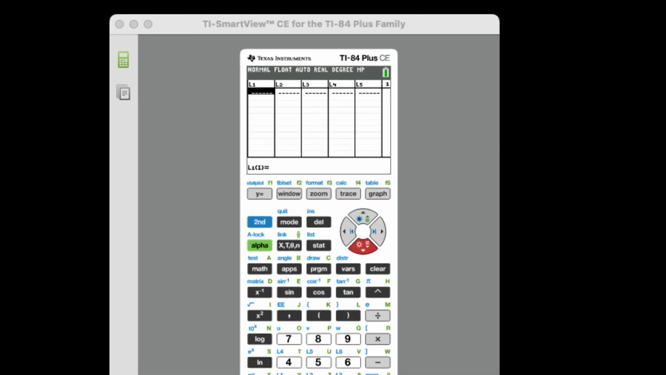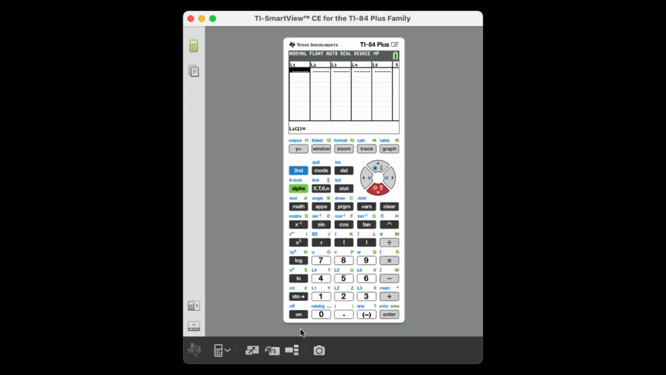So I'm gonna scroll out. I'm gonna try to enter this so you guys can see it. 12, enter. 20, enter. 2, enter. 3, enter. 4, enter. 0, enter. 2, enter. 2, enter.